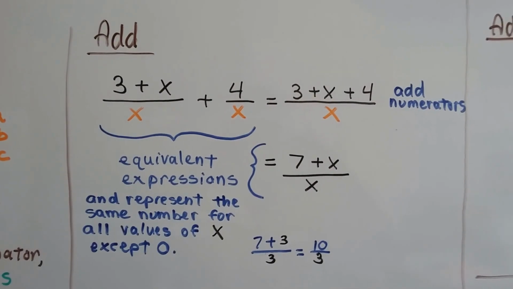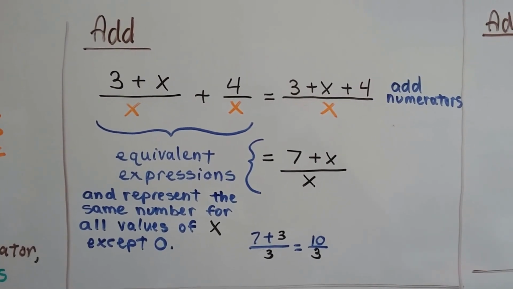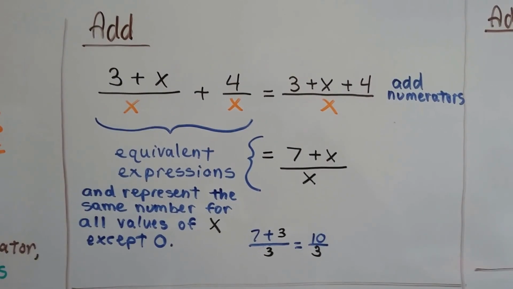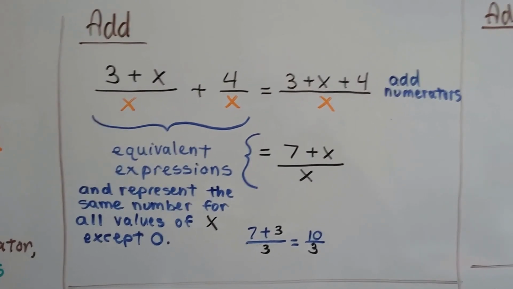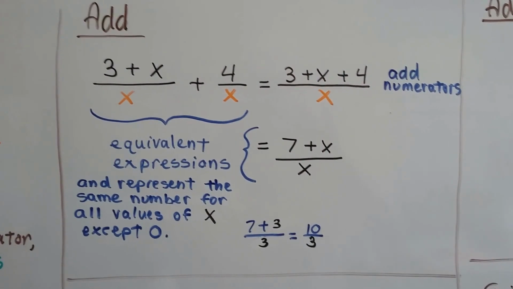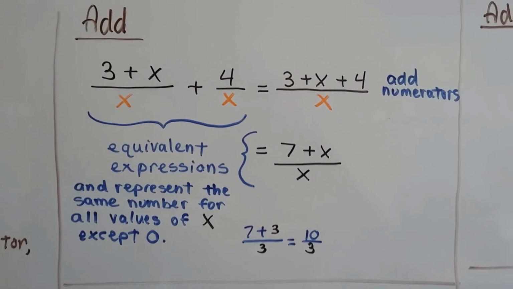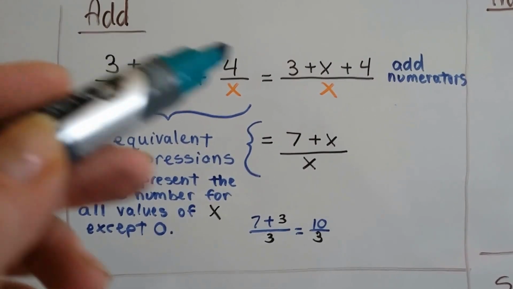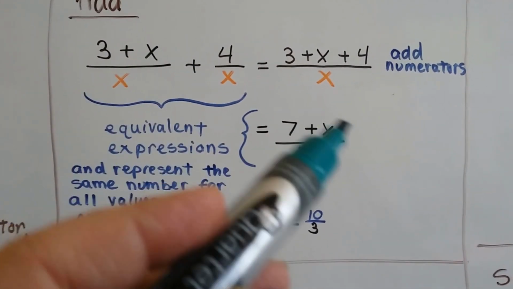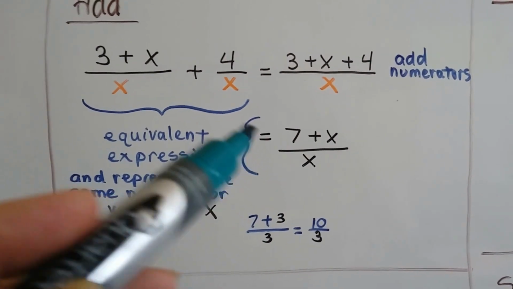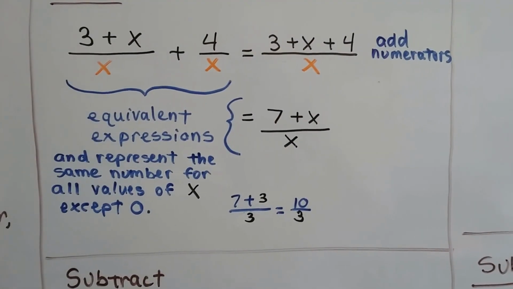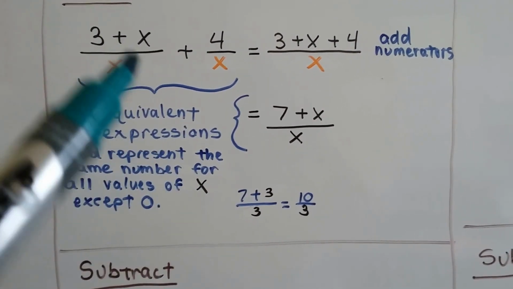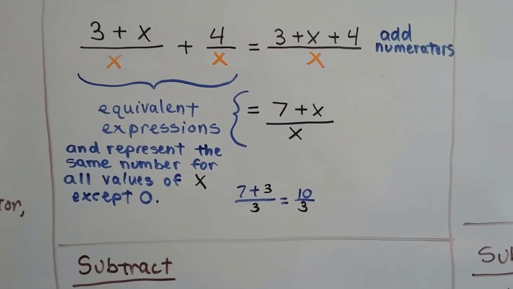If we add 3 plus x over x to 4 plus x, then we'd have 3 plus x plus 4 as our numerator and x as our denominator. And when we combine like terms, the 3 and the 4, we get a 7 plus the x. And this entire thing right here is equivalent to this one. Well, it says it's equal, so we know that, right? So they're equivalent expressions, and no matter what we plug in for the value of x, it's going to make it true for that one and for that one, see?